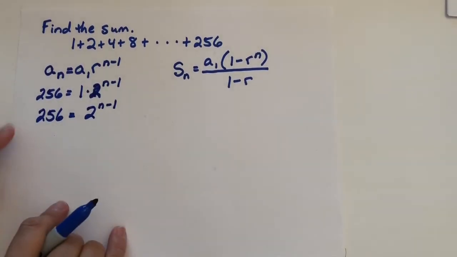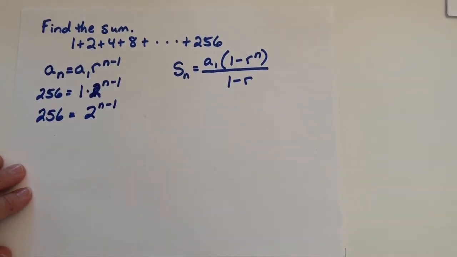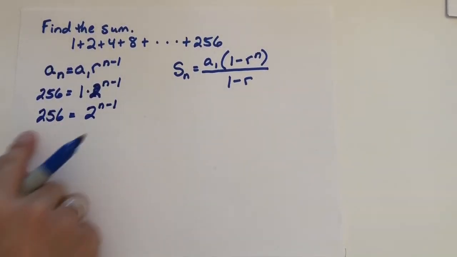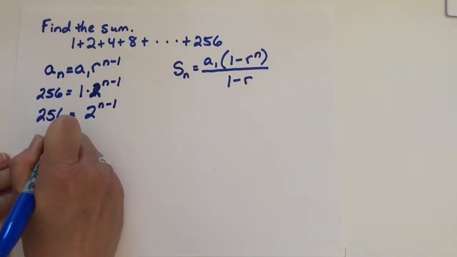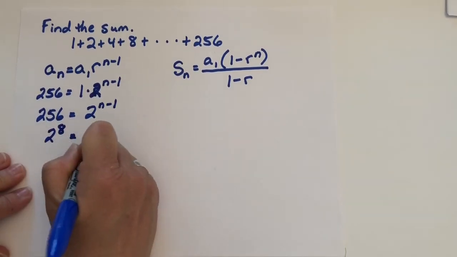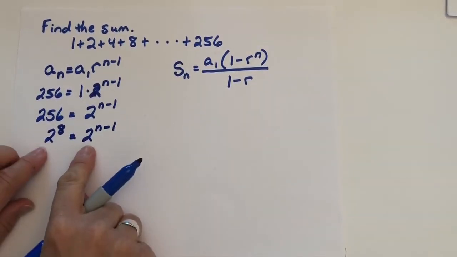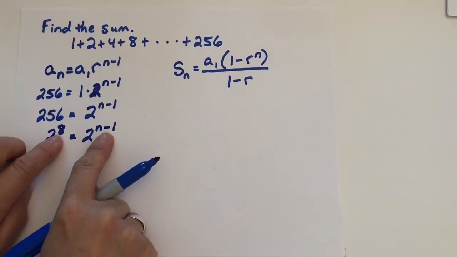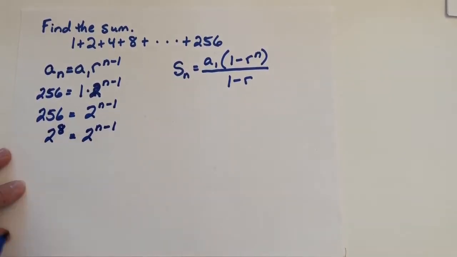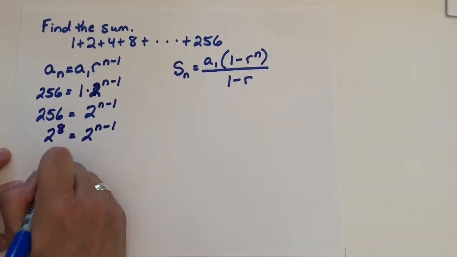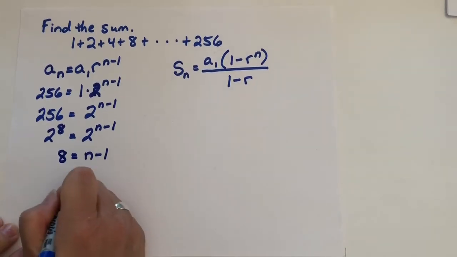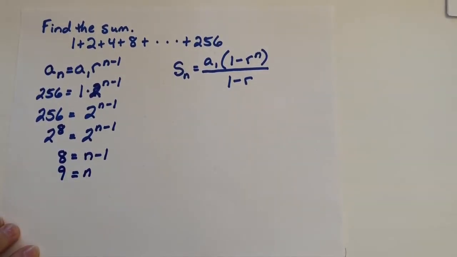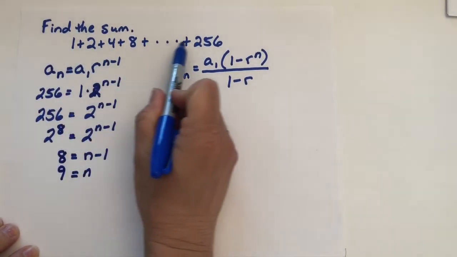Now, you could use logarithms to solve this equation, but there isn't any need to. If you play around with powers of 2, you'll find that 256 is really 2 to the 8th power. And if you can write two exponentials with the same base raised to a power, we know that those exponents must be equal. So we know 8 equals n minus 1. Add 1, and we have n equals 9. So we know that 9 terms are being added together here.